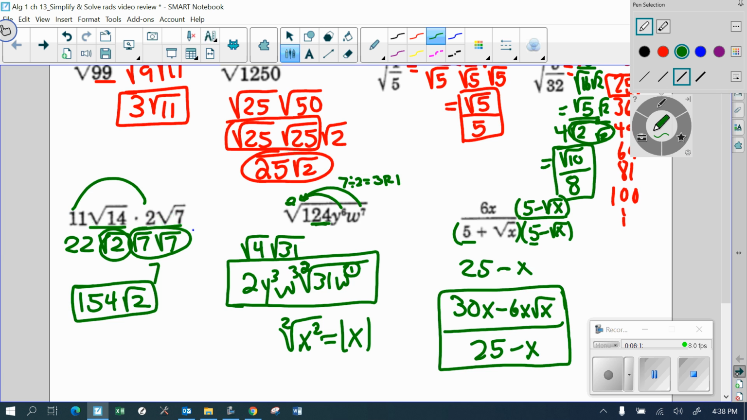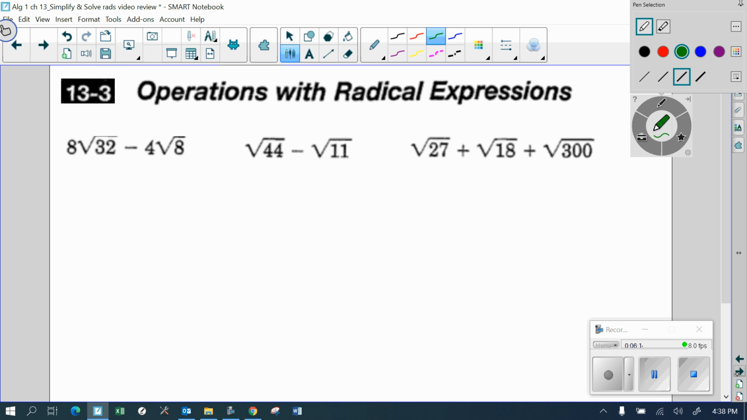Okay, let's go to the next one. Here I'm adding and subtracting radicals. So again, I simplify them. Since 32 is not a perfect square, I start with half the number. What's half of 32? 16. Isn't 16 a perfect square? Yes. So 8 times 4 times root 2 gives me 32 root 2 for that one. Minus 8, half of that is 4, and that's a perfect square, 4 root 2. So now that simplifies to 2 root 2 times 4 is 8 root 2.